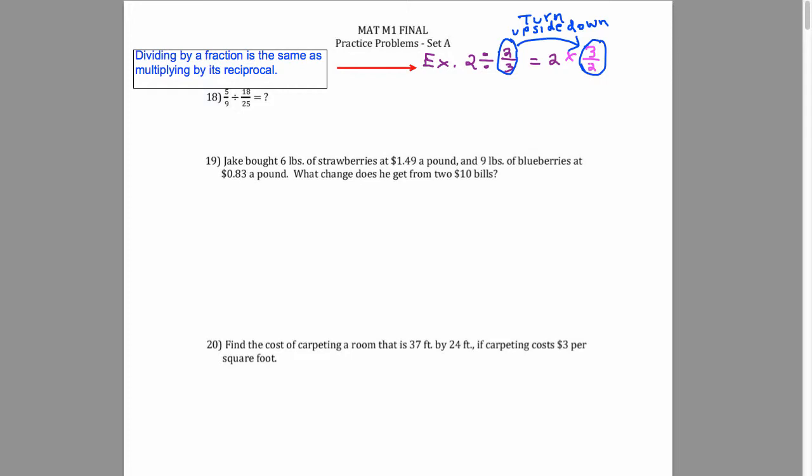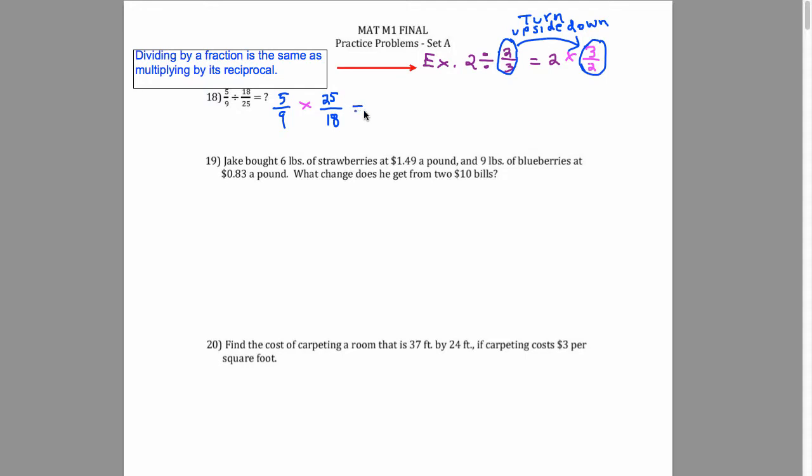So in our problem, we have 5/9 divided by 18/25. So we'll do the same thing. So we have 5/9. We'll say 5/9 times, and the second fraction flipped is going to be 25 over 18.